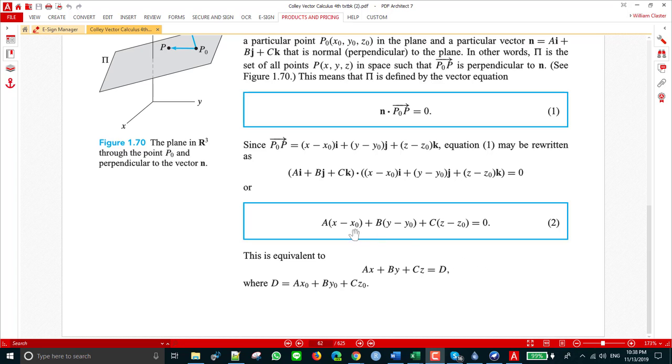Then we said that if we take a x0 and b y0 and so on, we put them all together and call it d, you can write the equation like this.